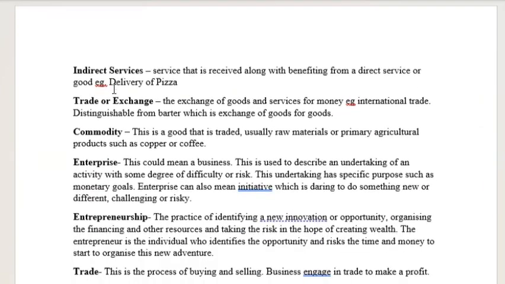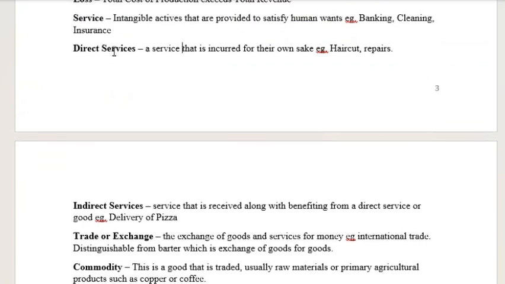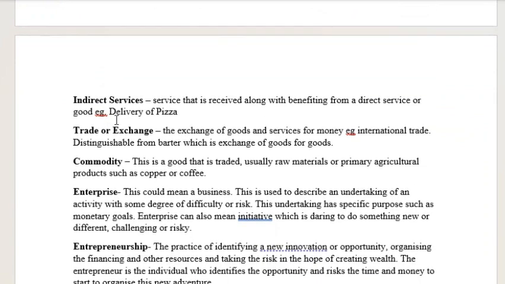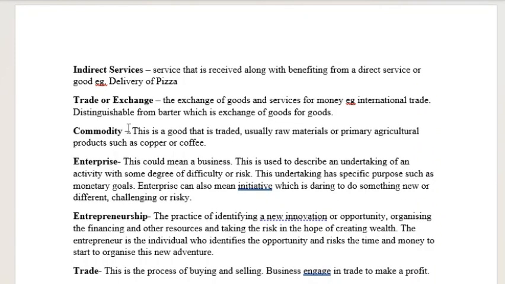Then we have the idea of direct services, a service that is incurred for its own sake. Example, haircut, repairs on a vehicle, and stuff like that. We have indirect services, services that are received along with benefiting from a direct service, for example, delivery of pizza. That's an indirect service. We have trade or exchange, the exchange of goods and services.